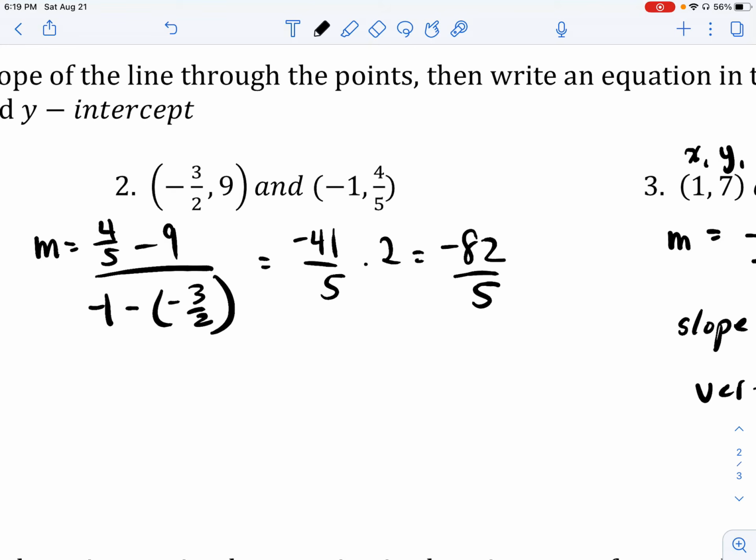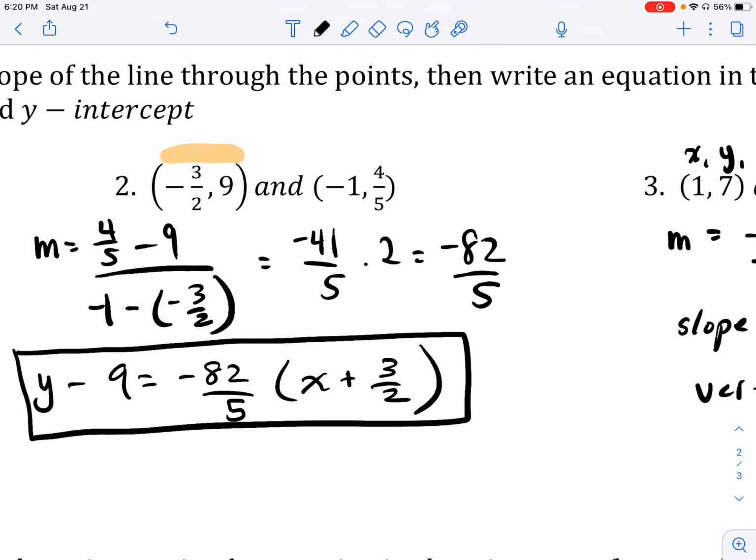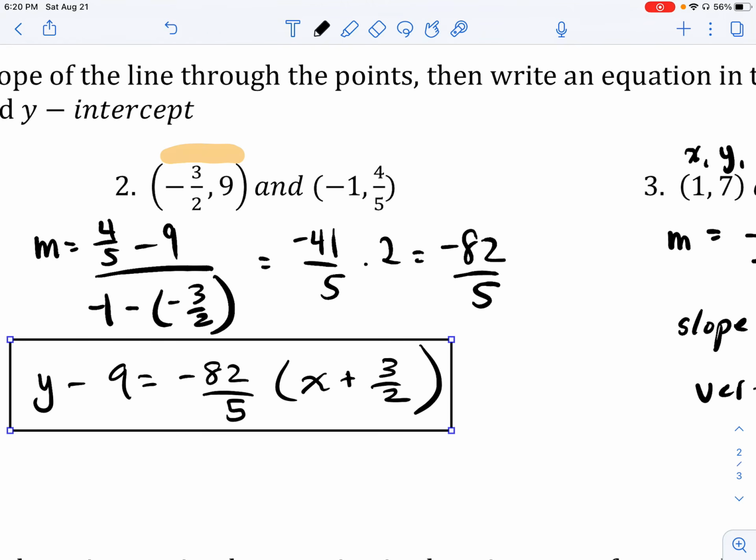So I'm going to use any one of these 2 points. I'm just going to use this one. So I'm going to say y minus 9 is equal to -82 over 5 times x plus 3/2. There's the equation of this line in point-slope form. Okay, so there was my equation in point-slope form. Here was my slope. And the last part is to now find the x and y-intercepts.